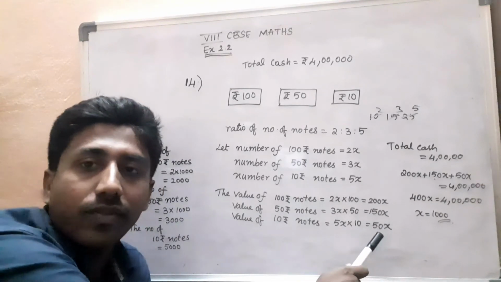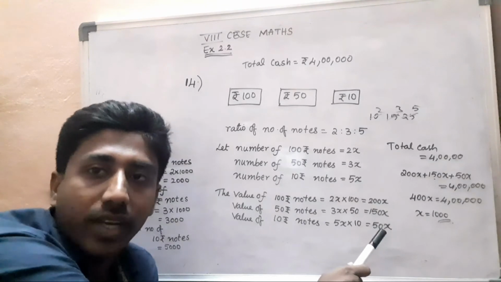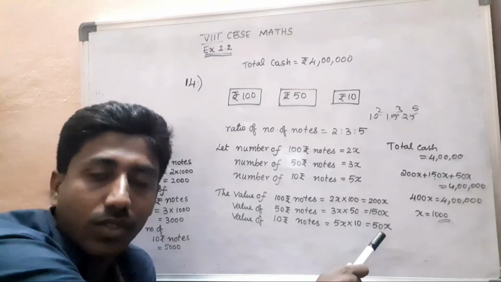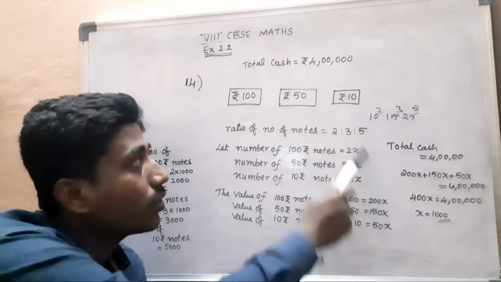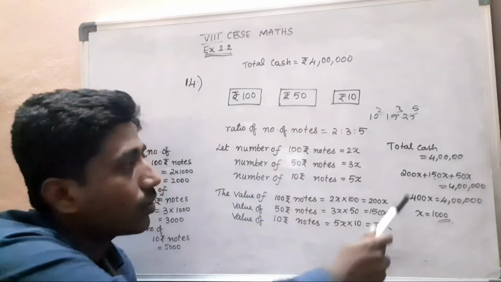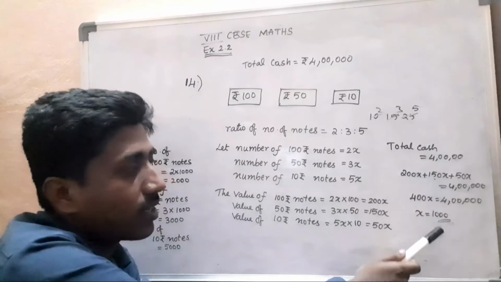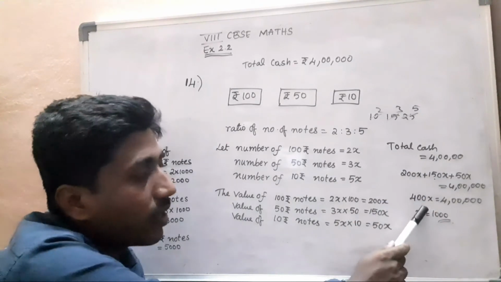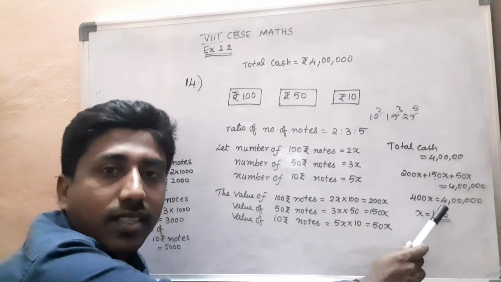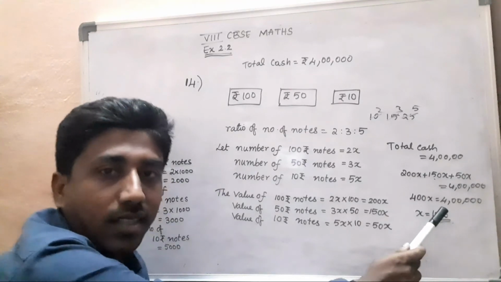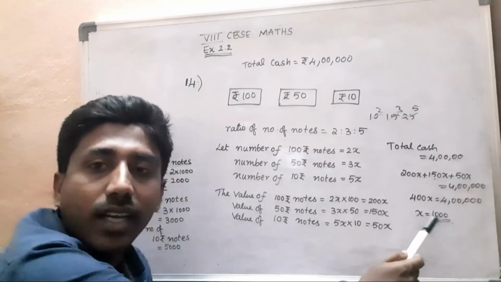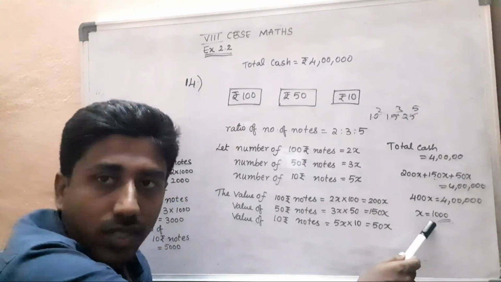So here we have 3 denomination values. If you add up the 3 values, then you will get the total amount 4 lakhs. So here total cash is equal to 4 lakhs, and adding up the values of the 3 denominations, you will get 400x. 400x is equal to 4 lakhs. Next, x is equal to 4 lakhs by 400. x is equal to 1000.